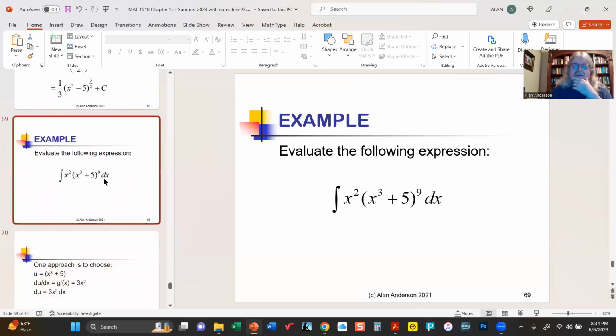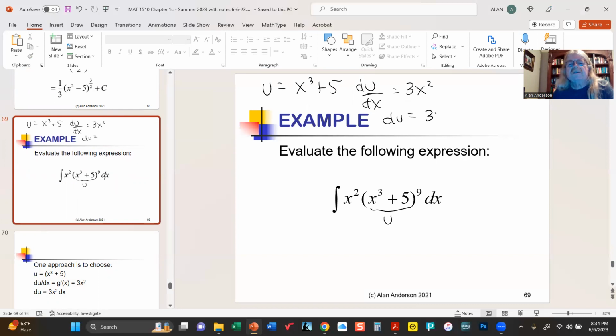All right, now what about this one? Well, I think we know where we're going. Since this expression has the highest exponent, it's the messiest. Let's try u equals x cubed plus 5. du/dx is 3x squared. Therefore, du is 3x squared dx. Now you can see the problem.